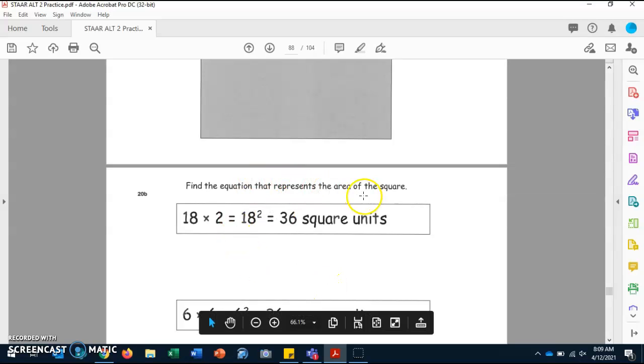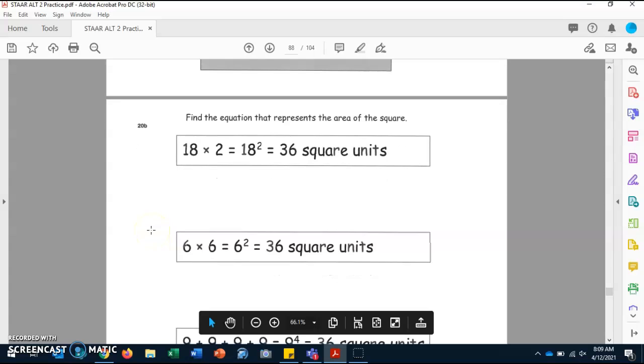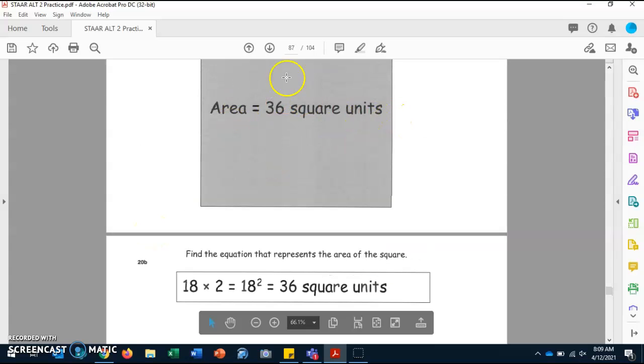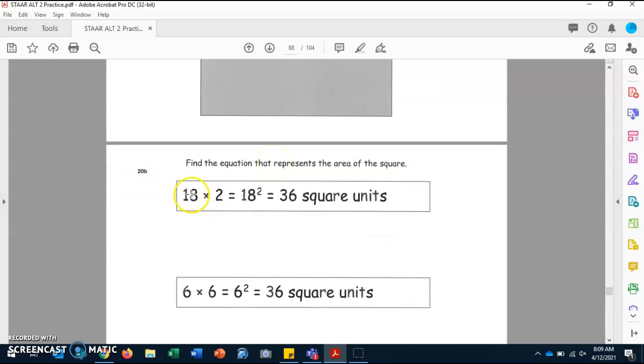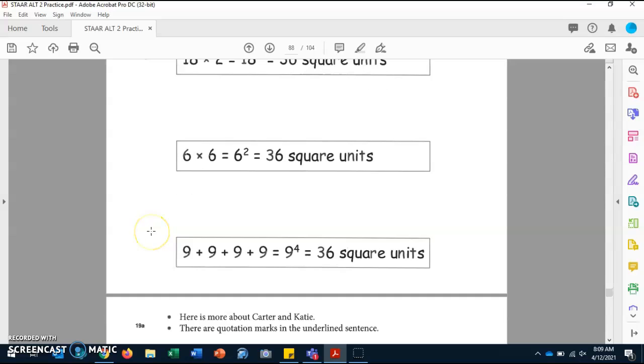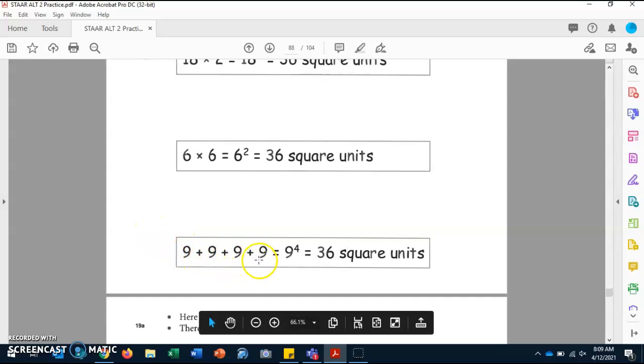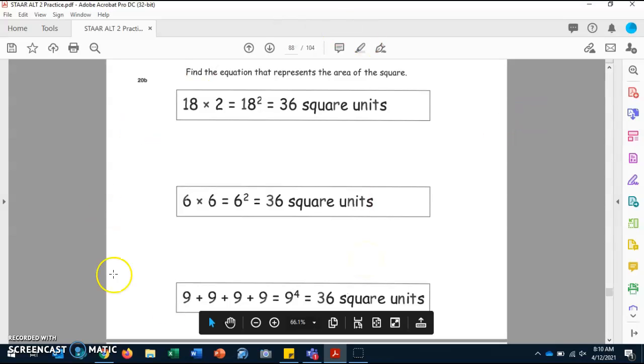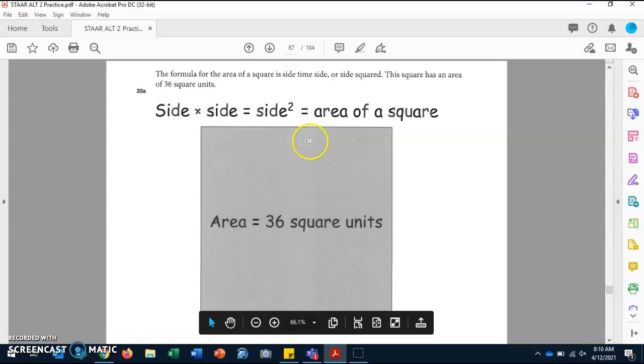So it says, find the equation that represents the area of a square. Which one is the same thing as what they're telling you up here? Is it 18 times 2 equals 18 squared, which is 36? Or is it 6 times 6, which is the same thing as 6 squared, which also equals 36? Or is it 9 plus 9 plus 9 plus 9 plus 9 plus 9, which equals 9 squared, which equals 36? Which one of these is telling us the correct way of getting the area of a square?